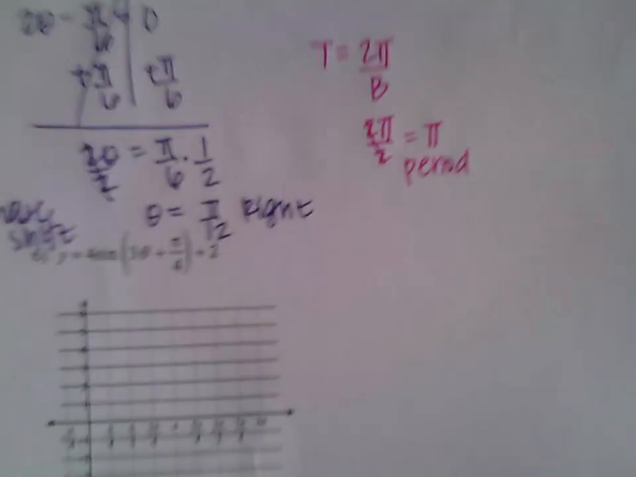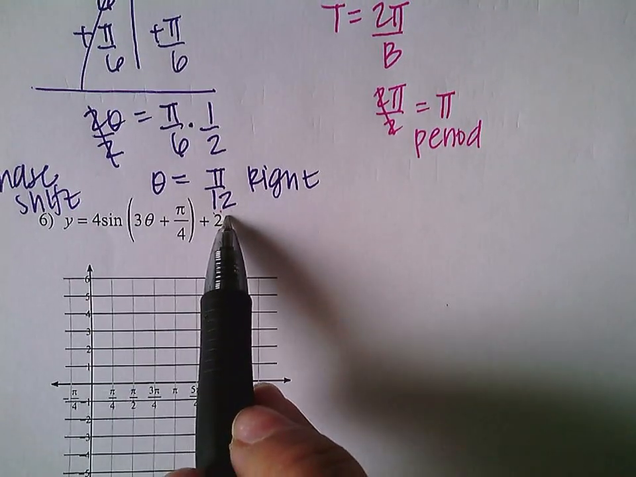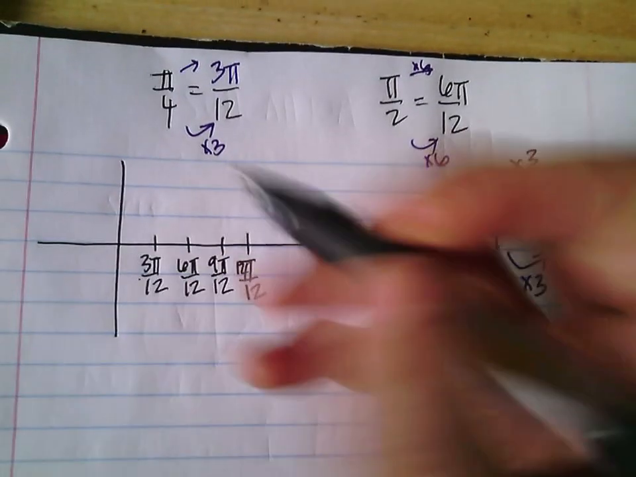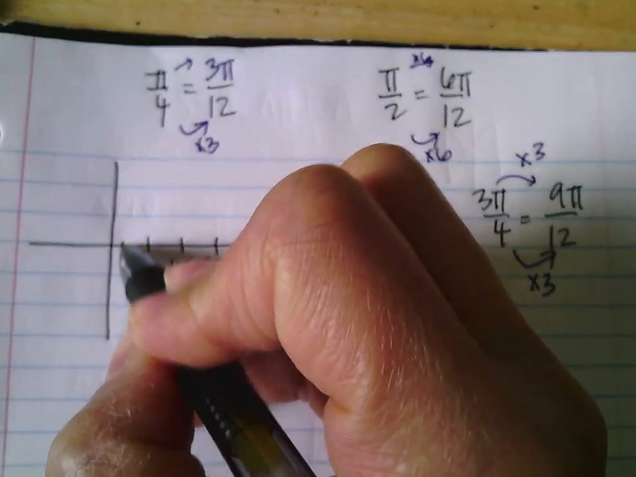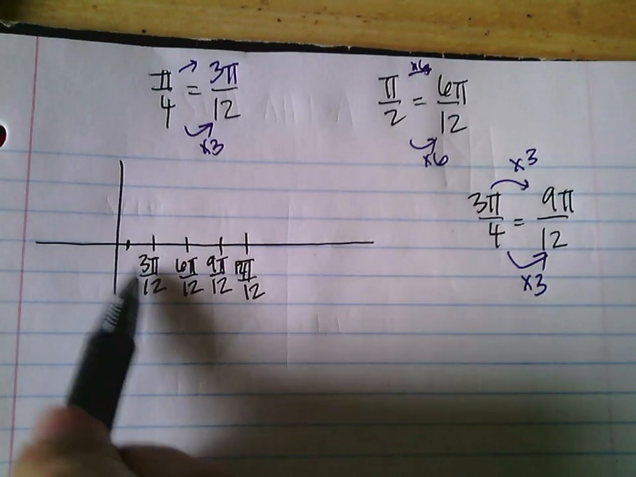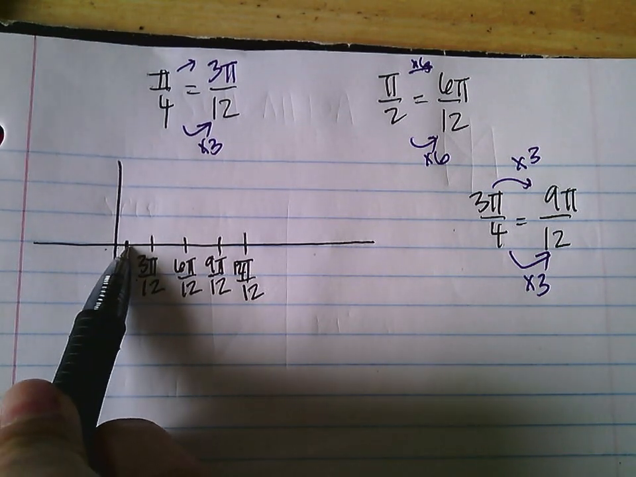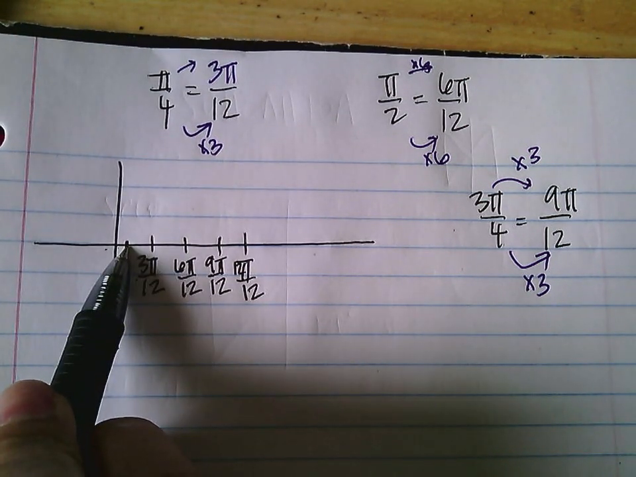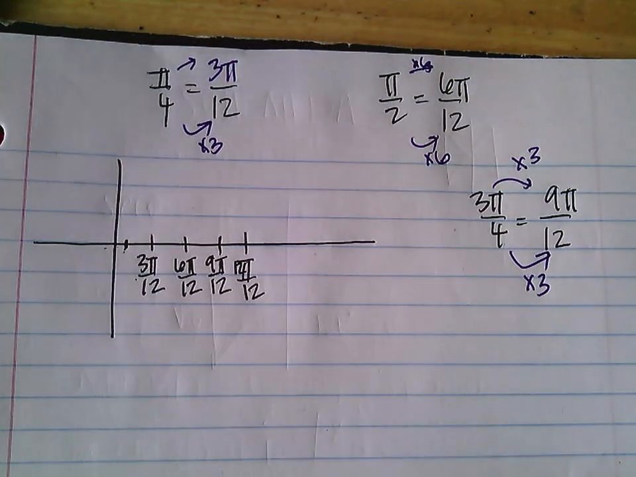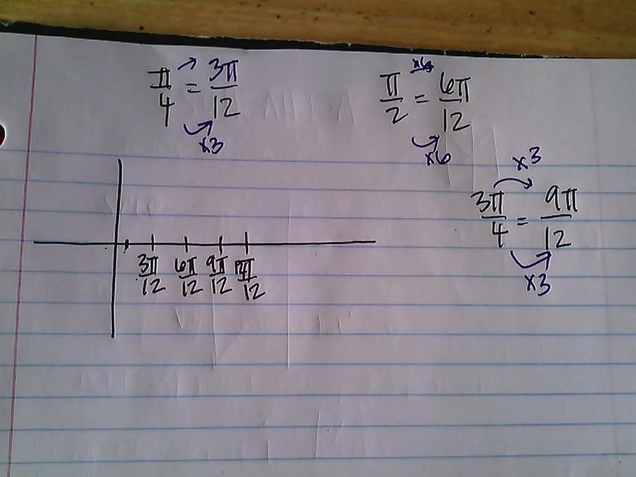If I'm looking for pi over 12, pi over 12 is going to be basically right next to the y-axis right here. I'm estimating this part to be pi over 12. So this is the small phase shift of where my graph is actually going to start. Hopefully that makes a little bit more sense. At this point, it's all about the fractions, not so much the trigonometry here. So we're going to go ahead and start our graph.